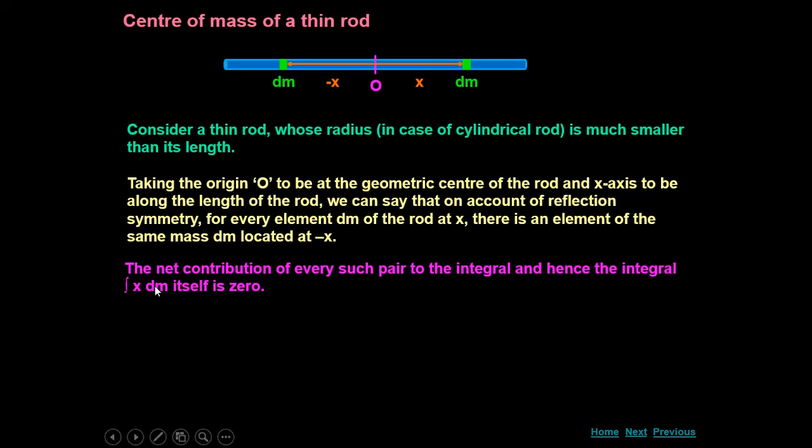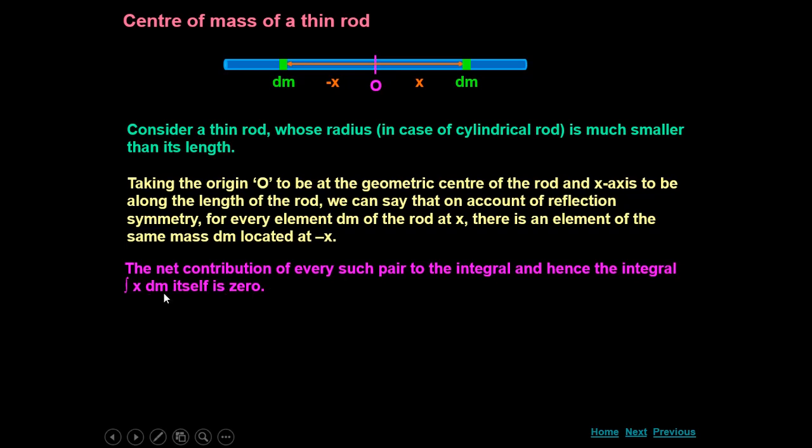So integration of x dm means you are going to add a pair of elements: one x dm, another minus x dm. This is one pair, and you have to add it. In the same way you have to add all pairs of the thin rod. If this thin rod is divided into an infinite number of elements, then the integration of all those pairs of elements, the integration of x dm, is definitely 0.